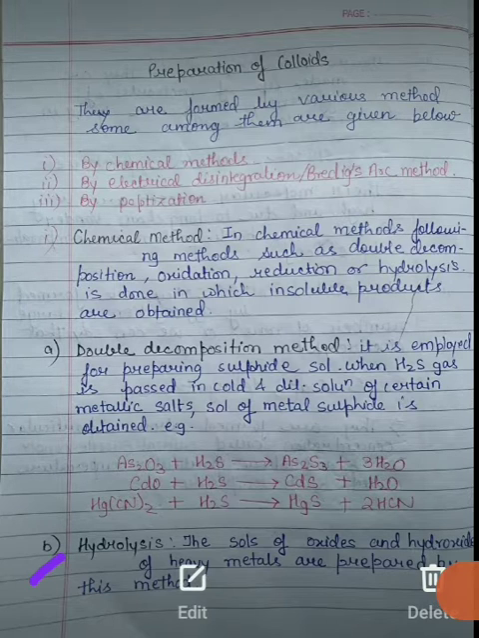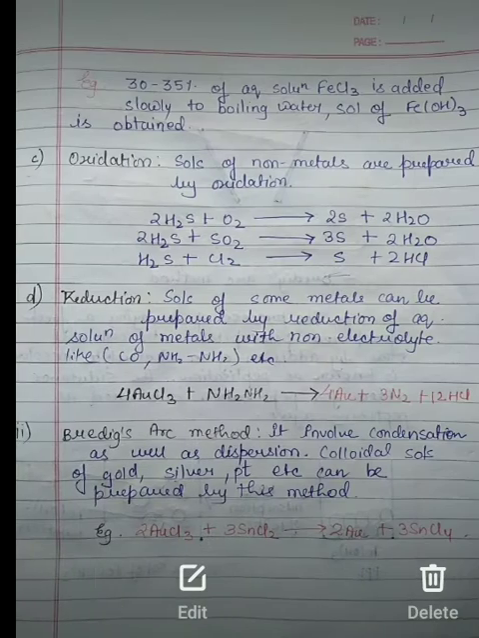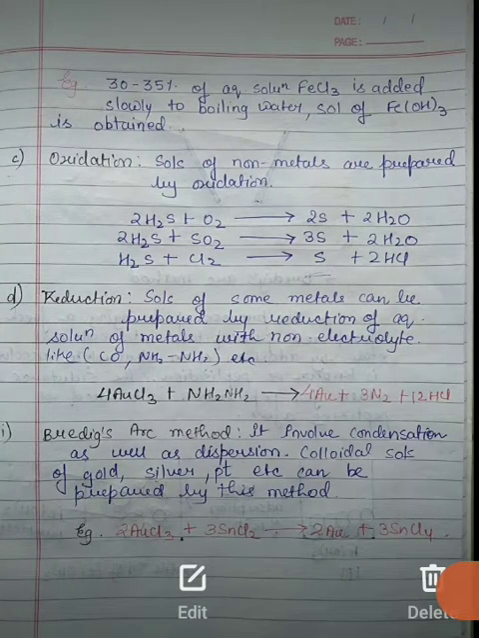Now students, let's talk about the second process in the chemical method, that is hydrolysis. What happens in hydrolysis? Here the salts of oxides and hydroxides of heavy metals are prepared easily. You can see here, students, how we can prepare through hydrolysis.